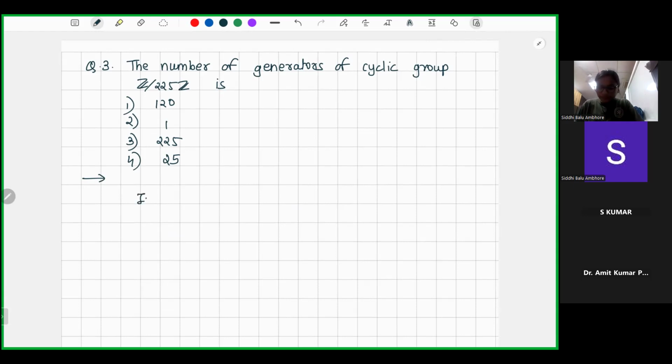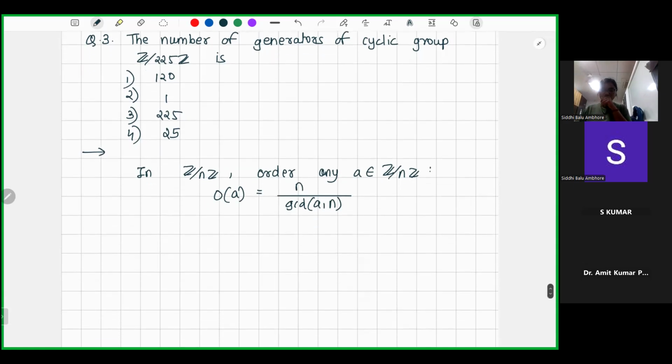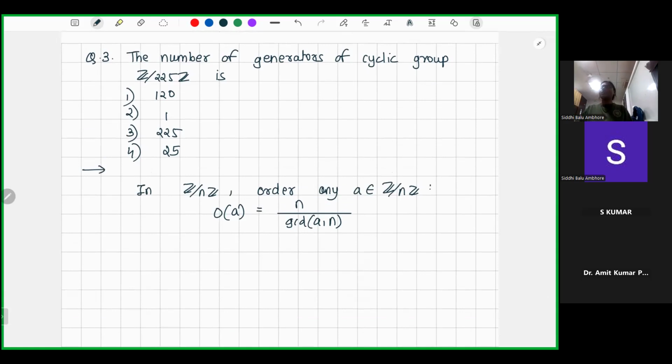So see, in Z mod nZ, the order of any a in this Z mod nZ is n by GCD of a comma n, right? So this is a cyclic group with order 225. Any cyclic group of size M will have generators. The generators will be the elements whose orders are M. So there could be many different elements which can generate the same group.